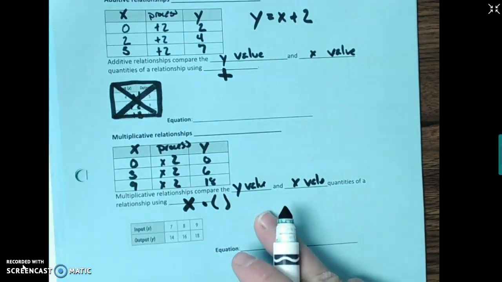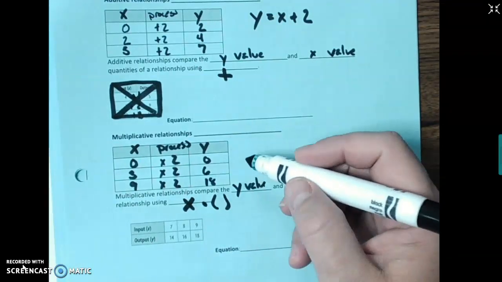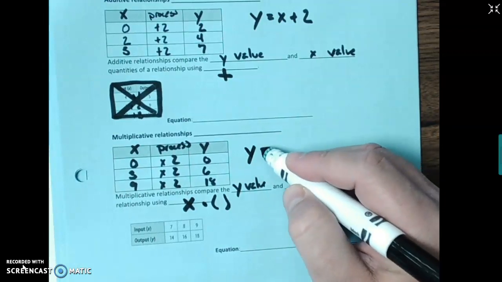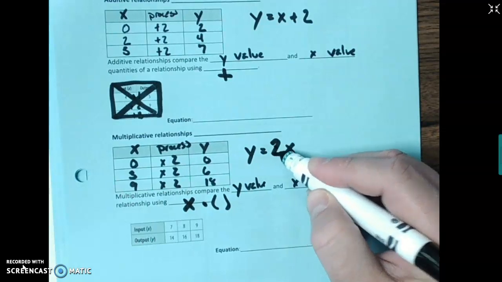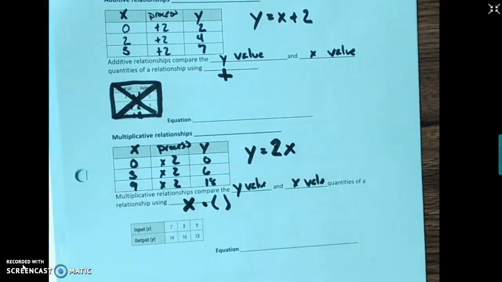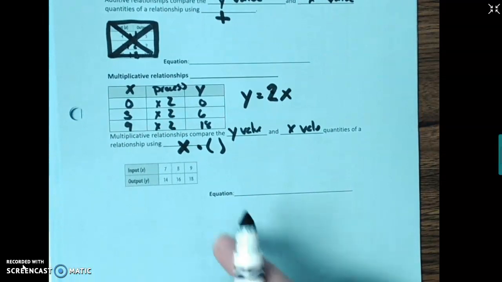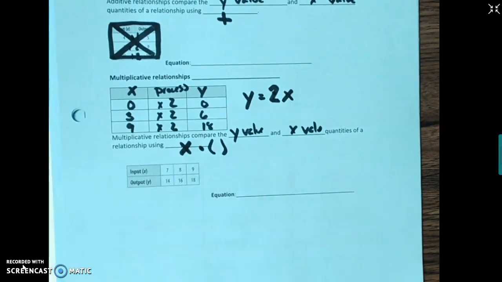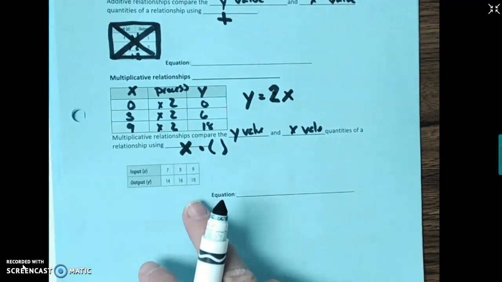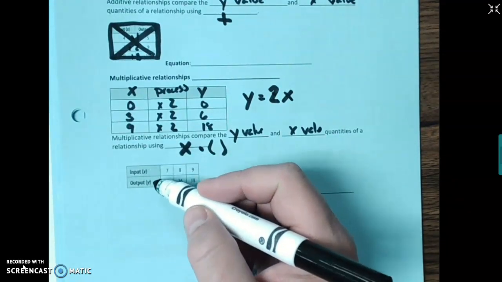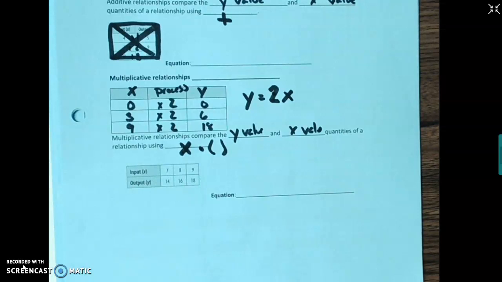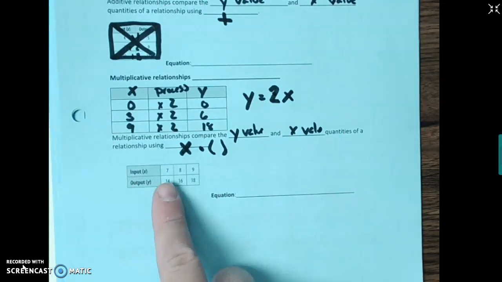Okay? So if I look at this, my y value every time equals my x value times 2. Now, this one actually works with what we're doing, so pause your video, see if you can figure out what the relationship is here. It tells you the top is x, and that will always be the case. The bottom is y, that will always be the case. See if you can figure out an equation for this table.